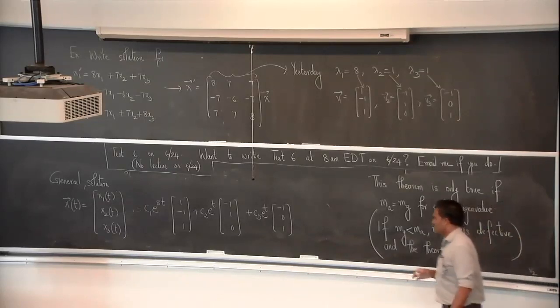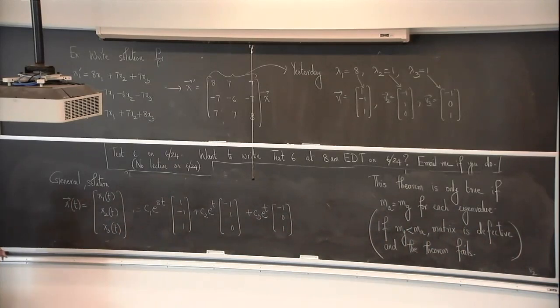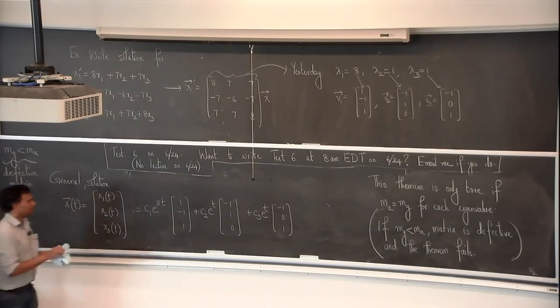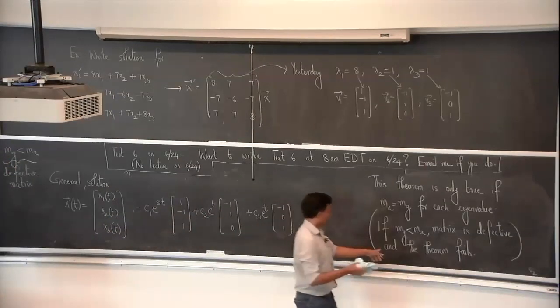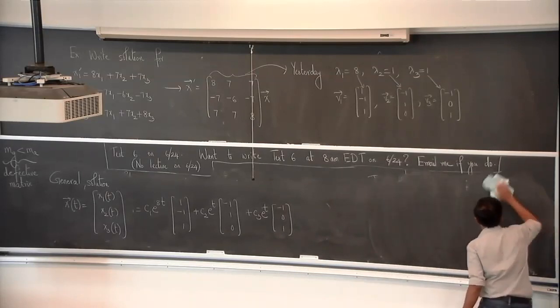Once again, I know the solution looks very cryptic when you write it in this form. Defective means the multiplicities are not equal. So if mg is less than ma, the matrix is defective. We're not going to solve those cases in this course, so you don't have to worry about it, but that is what is meant by defective, because the matrix is not going to work well in this particular theorem.